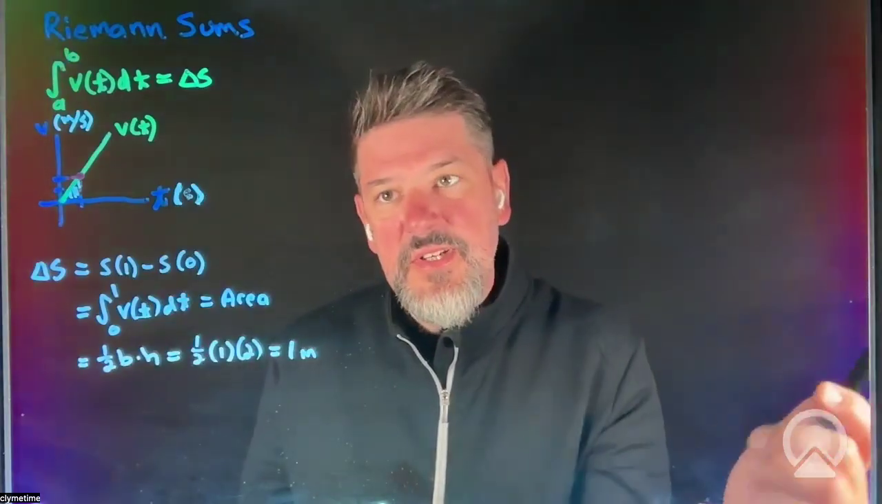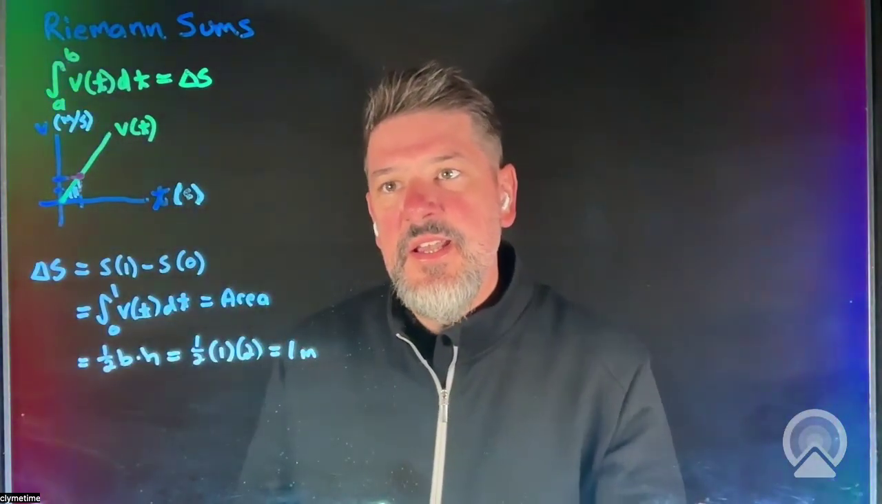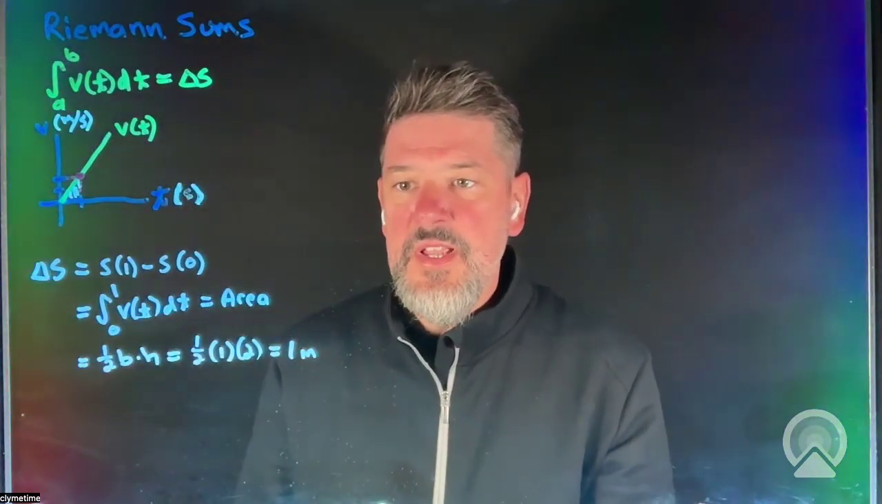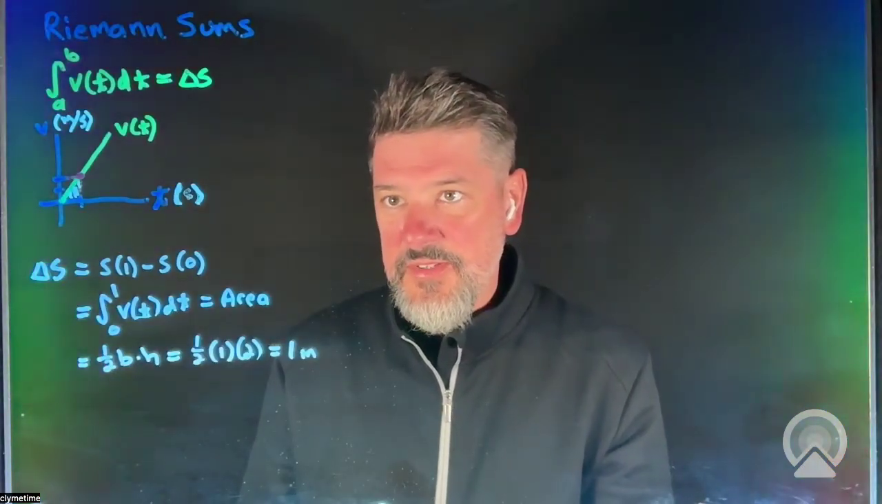A good way to find units is that you can just multiply the units on the y-axis times the units on the x-axis. And so if you multiply those together, you get your units for the integral, which is the area underneath the curve. So that worked out pretty well because it's a geometric formula. We know it's the area of a triangle.